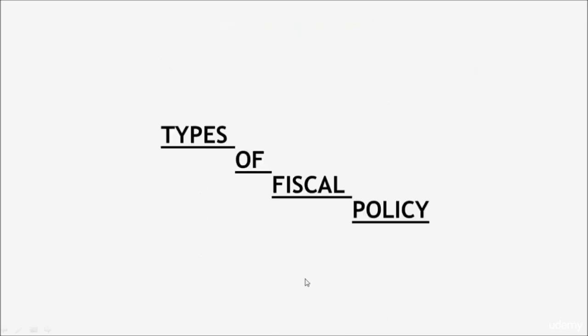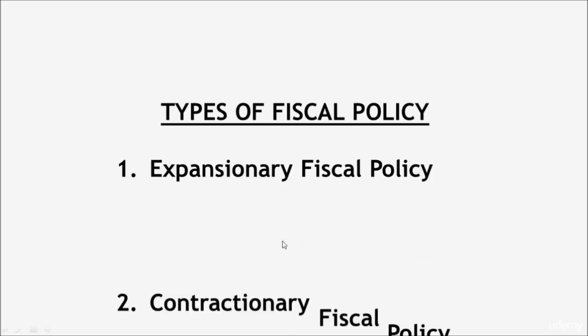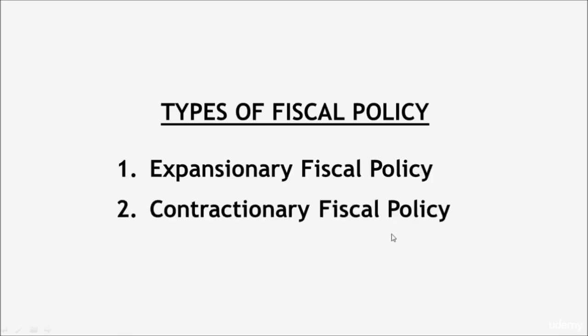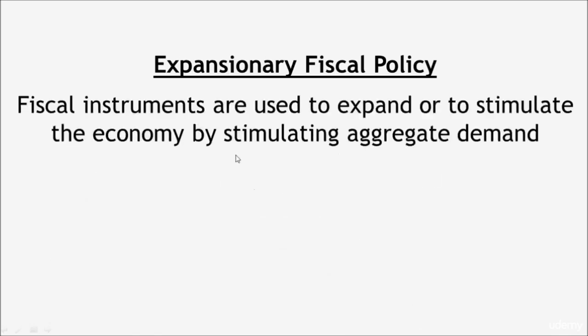Fiscal policy can be of two types: expansionary fiscal policy and contractionary fiscal policy. Let us now see what is expansionary fiscal policy. When the fiscal instruments are used to expand or to stimulate the economy by stimulating aggregate demand, it is called expansionary fiscal policy. Now, we shall examine how the fiscal instruments are used to execute an expansionary fiscal policy.